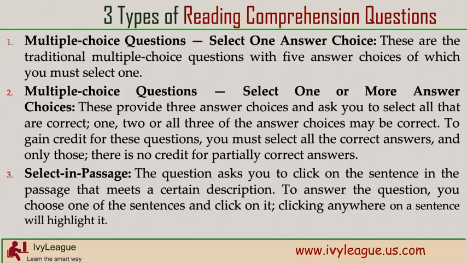There are three types of reading comprehension questions, in terms of design of the questions. Multiple choice questions, where you select one answer choice. These are the traditional multiple choice questions with 5 answer choices of which you must select one. Multiple choice questions, where you select one or more answer choices. These provide 3 answer choices and ask you to select all that are correct. 1, 2 or all 3 of the answer choices may be correct. To gain credit for these questions, you must select all the correct answers, and only those. There is no credit for partially correct answers.